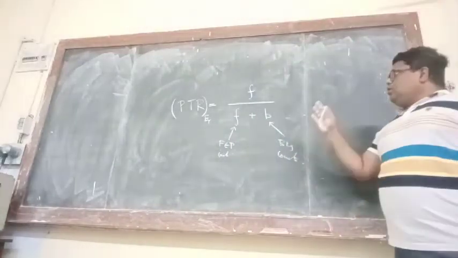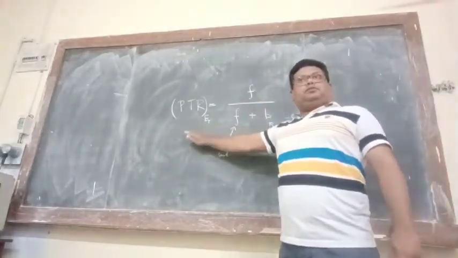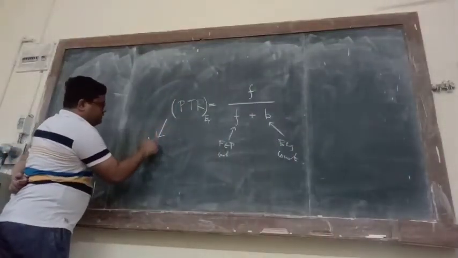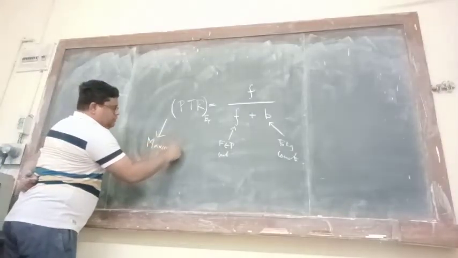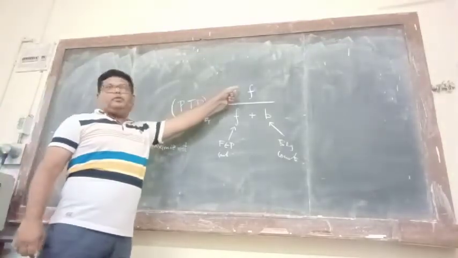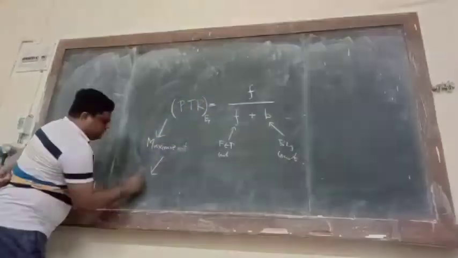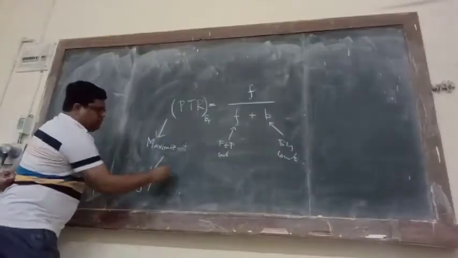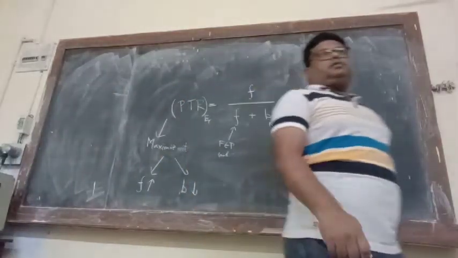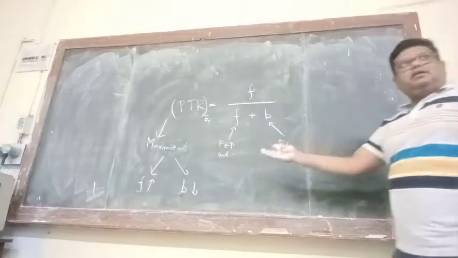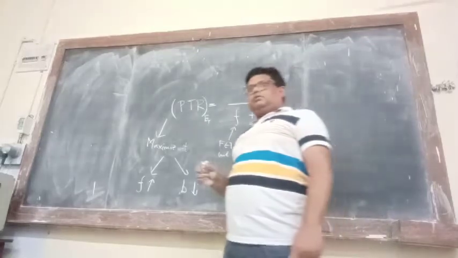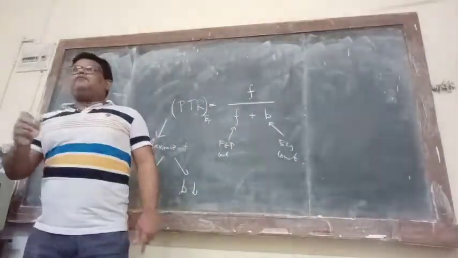Okay, now we have to maximize the peak to total ratio, right? Maximize it. How to maximize it? Tell me. There are two ways. Number one, increase F, or number two, decrease B. Either you increase F or you decrease B. Now, I will show you both the techniques, how to do that. But increasing F is very difficult.